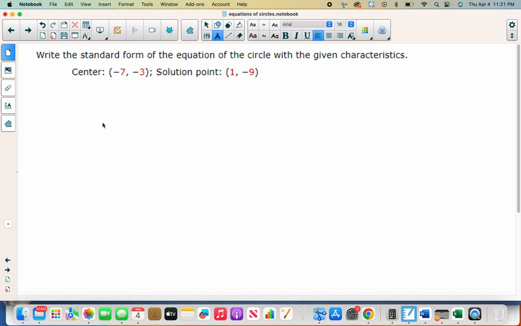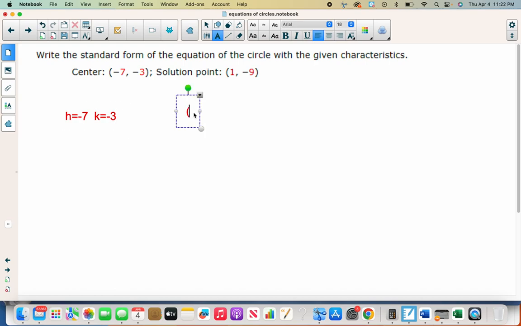So we can't do that. But with the information I have, I know that h equals negative 7 and k equals negative 3. That's the center of our circle. So I can write some of it, right?